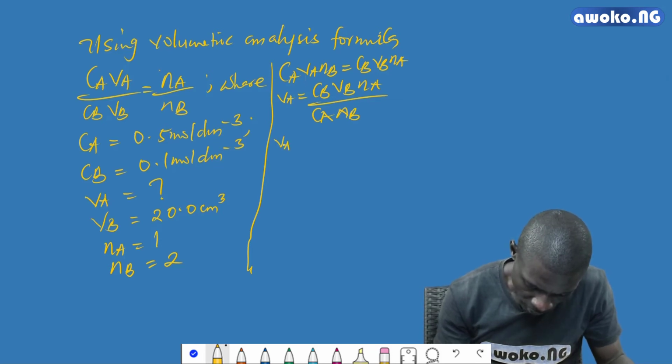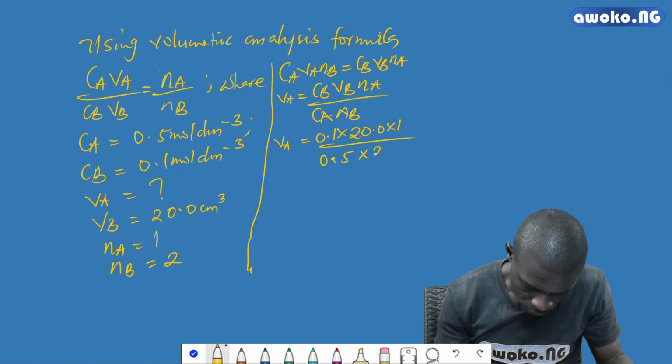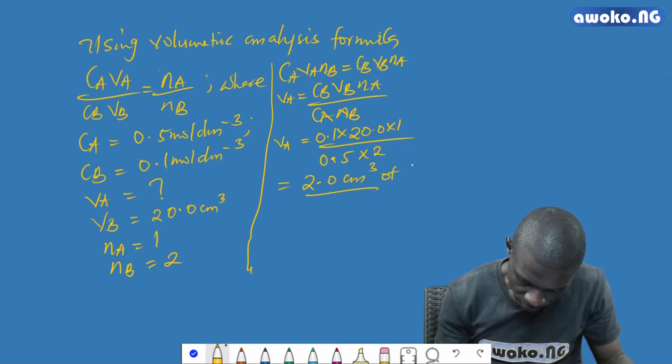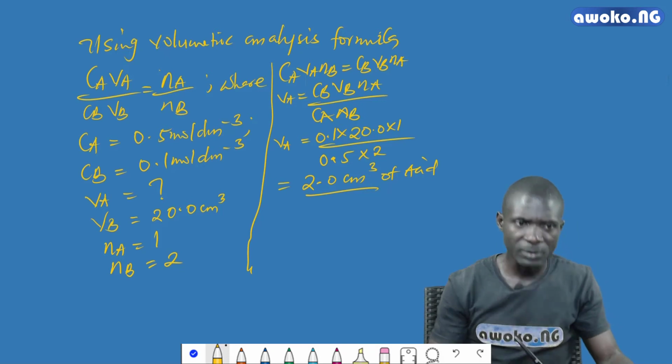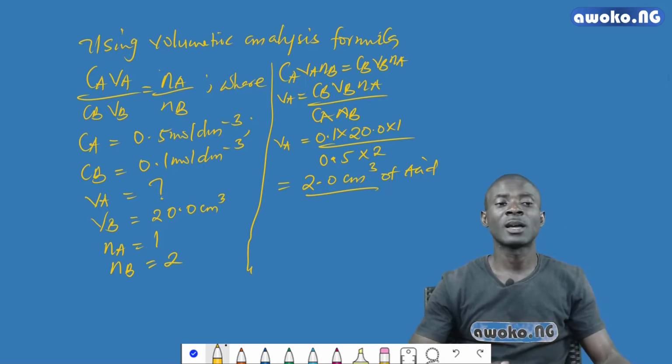Okay, so Va now will give us 0.1 multiplied by 20.0, multiplied by 1 divided by 0.5 multiplied by 2. Okay, so this will give us 2.0 cm cube of acid.